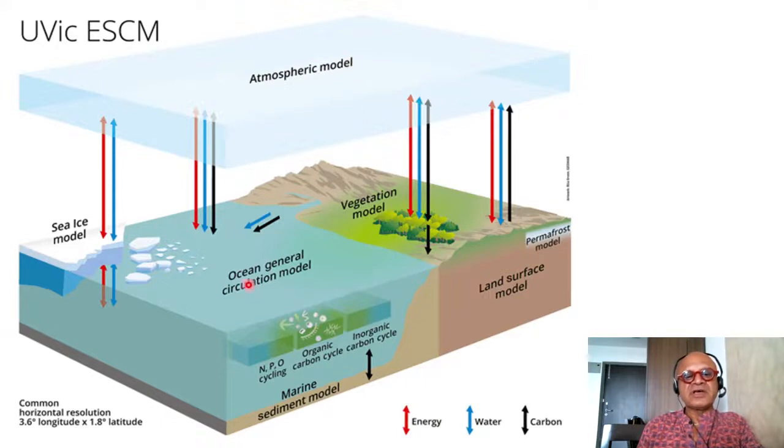So it has an atmospheric component, ocean general circulation component, marine ecosystems, chemistry, sediment model, land surface model, and a permafrost component, and represents vegetation, not necessarily as a competition of multiple functional types of vegetation, but changes in vegetation types can be simulated. So here are the cycles represented: nitrogen, phosphorus, oxygen, organic carbon cycling, inorganic carbon, and so on. It also does hydrology and runoff, etc.